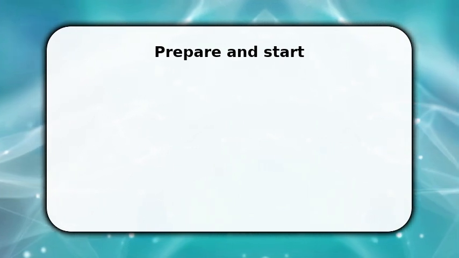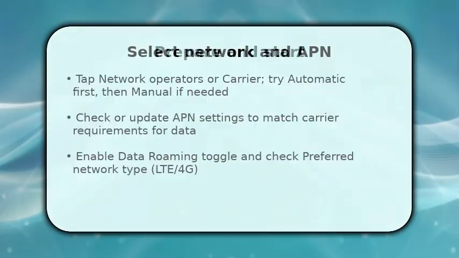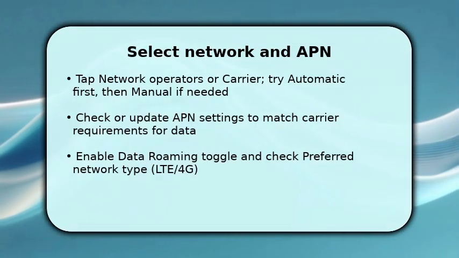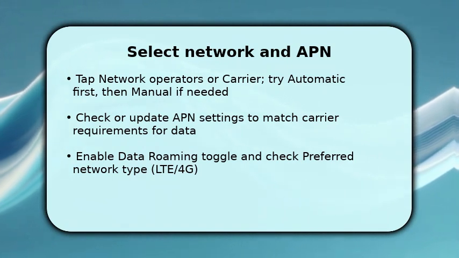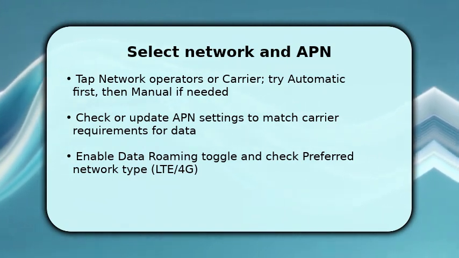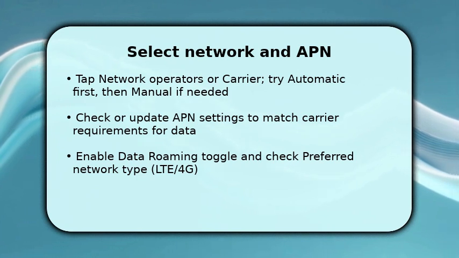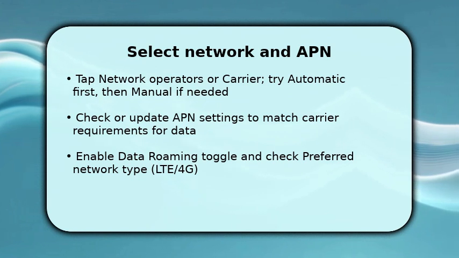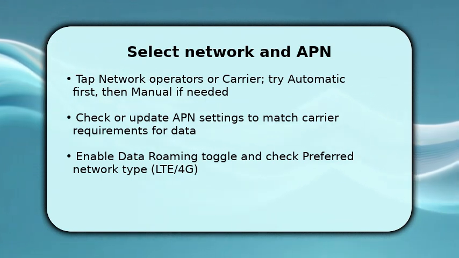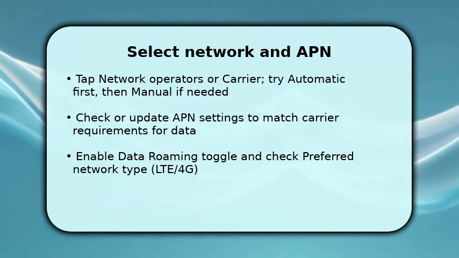Once mobile data is on, go to network operators to let the phone pick a carrier automatically. If it fails, switch to manual and select the local partner. Next, verify APN settings under Mobile Network Settings. Correct APN lets data sessions authenticate. Make sure preferred network type is set to LTE/4G for best speed. Also enable the data roaming toggle here. Without it, the phone won't use foreign data even when connected.